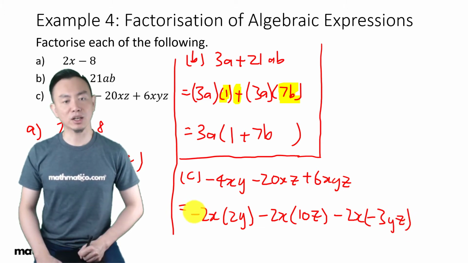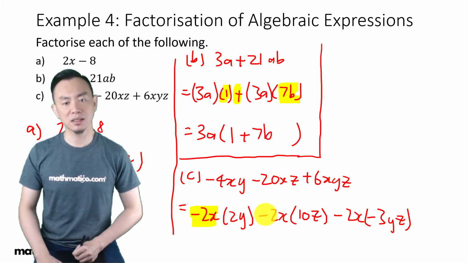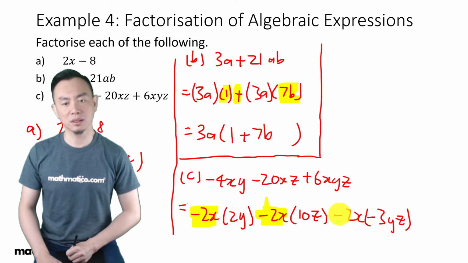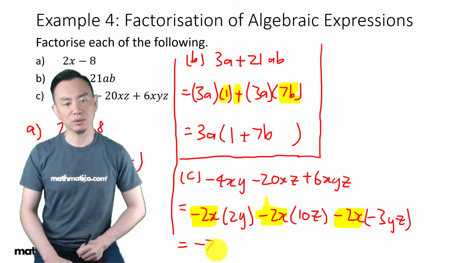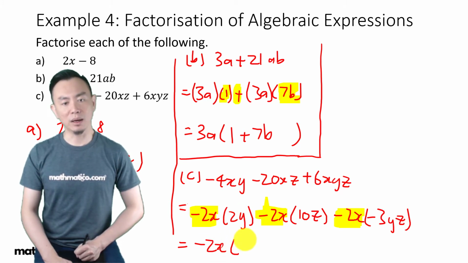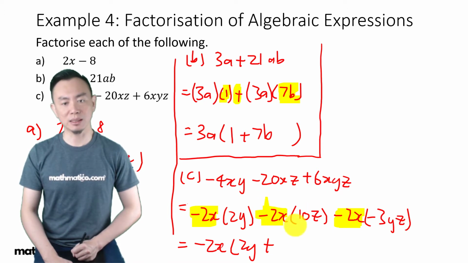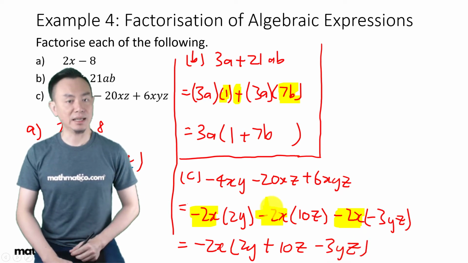So now we can see that the common factor here is negative 2x for all the terms. And we put them outside the bracket. You have negative 2x. And you have 2y plus, okay, now the negative went out, so this is a plus 10z minus 3yz. Yeah, and that's it, okay?